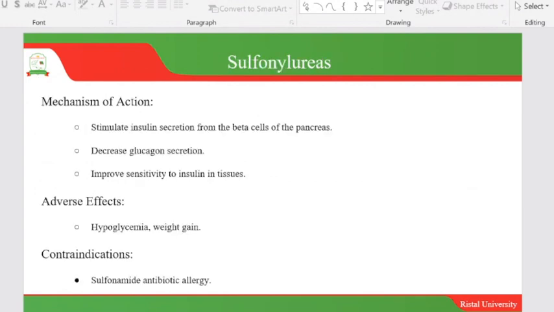So let us look at sulfonylureas. For them, their mechanism of action is as follows. They stimulate insulin secretion from the beta cells of the pancreas. They decrease glucagon secretion. Then they improve sensitivity to insulin in the tissues to make sure that much of the insulin is being taken up by the tissues.